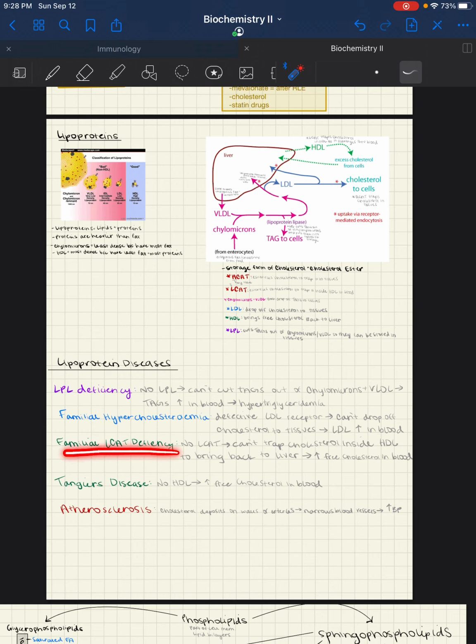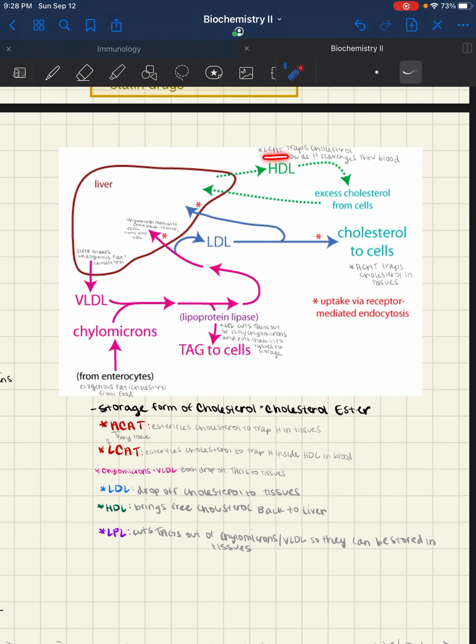There's another disease called familial LCAT deficiency. So think about what we said. LCAT is the enzyme that traps cholesterol inside of HDL. If we don't have LCAT, we cannot trap cholesterol inside of HDL. So where will cholesterol stay? It'll stay in the blood. So we'll have hypercholesterolemia.